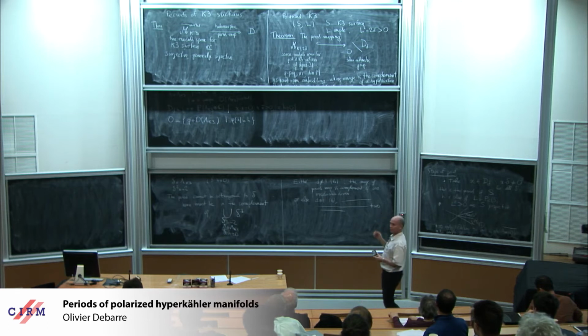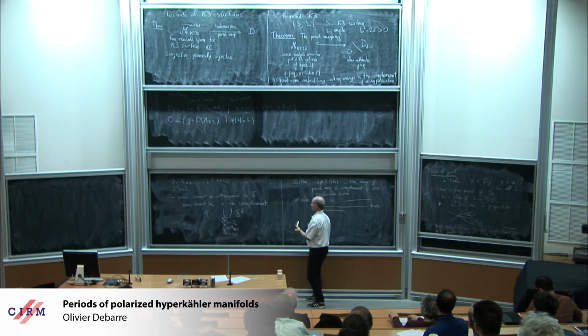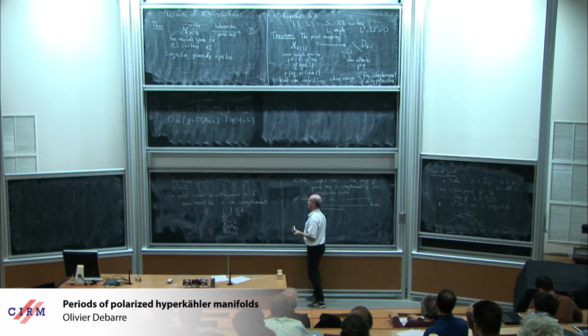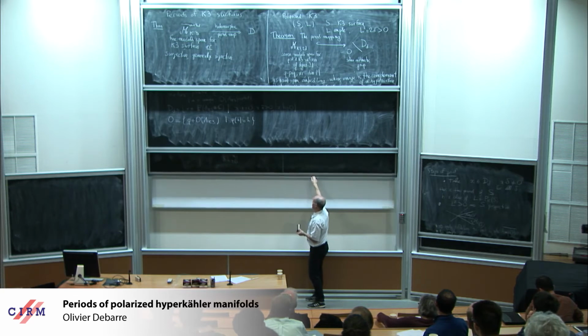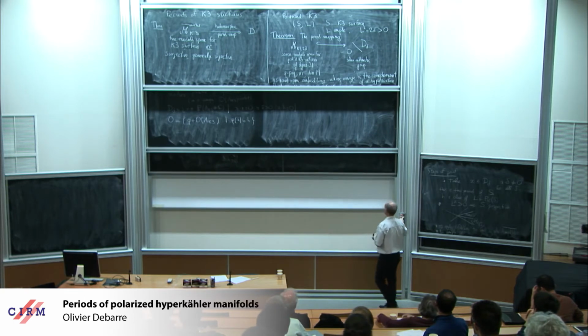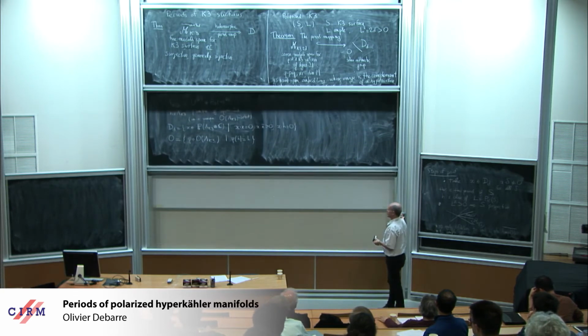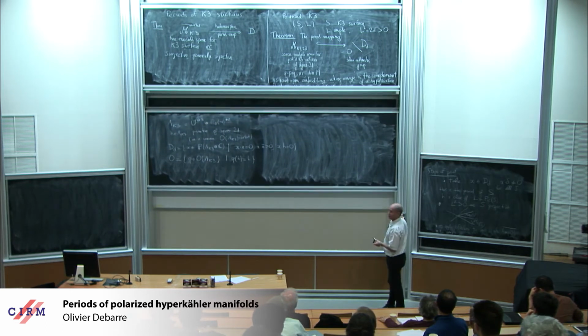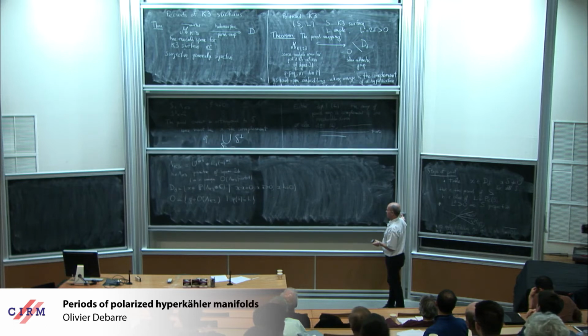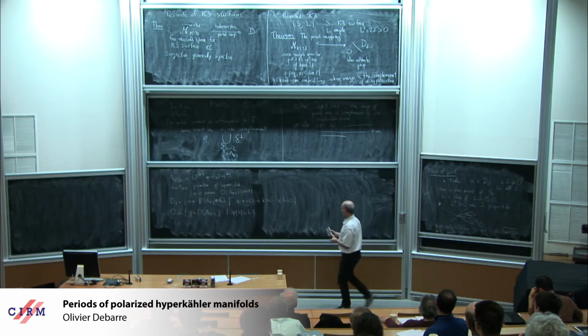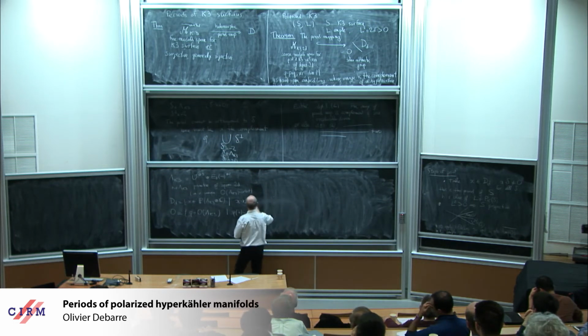I don't know, I haven't thought about that, but yeah, it's probably not very complicated. I mean, everything is very explicit, actually. So in higher dimensions, K3 surfaces become Hyperkähler manifolds, and so things change. They become a little bit more complicated.